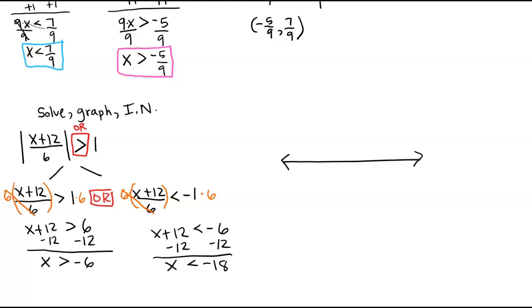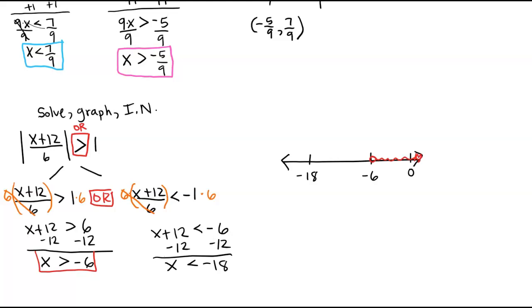So now let's graph these both on number lines. So I've got negative 18 and then negative 6, right? And 0 somewhere down there. Okay, so let's start with this one. So if we have x is greater than negative 6, I'm going to have an open circle at negative 6 because it doesn't include it, right? And then I want all the stuff greater than it, so all the stuff to the right.